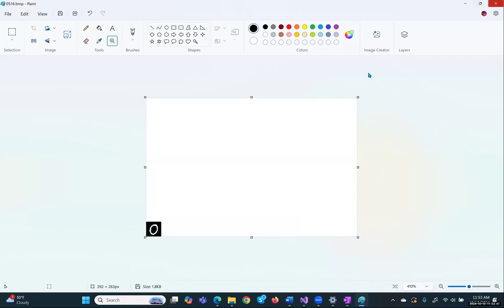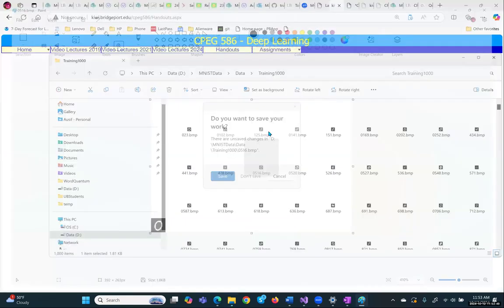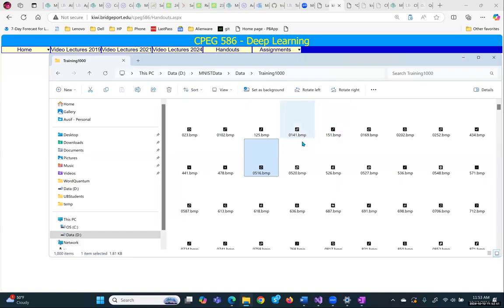Each one of these file names, for example, here's a picture, what's the file name? 636.bmp. Can you guys guess what the first digit represents? If the file name starts with the number 6, that means it's an image of a 6. If the file name says 0, it's an image of 0.